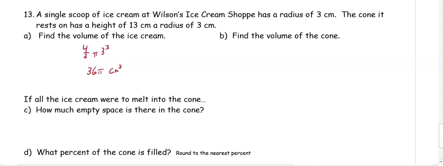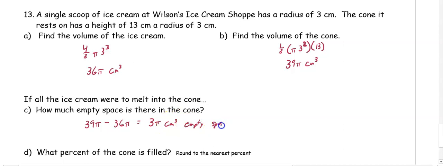To find the volume of the cone, it is 1/3 times the base area, so pi 3 squared, times the height of 13. That gets us 39 pi centimeters cubed. So if the ice cream were to melt, and in a perfect world, it's not running down your hand, it's not running down the side of the cone, it's not falling off the edge, it's going all directly into the cone. How much empty space is there in the cone? Well, if the cone is 39 pi and the ice cream is 36 pi, there is going to be 3 pi centimeters cubed of empty space.